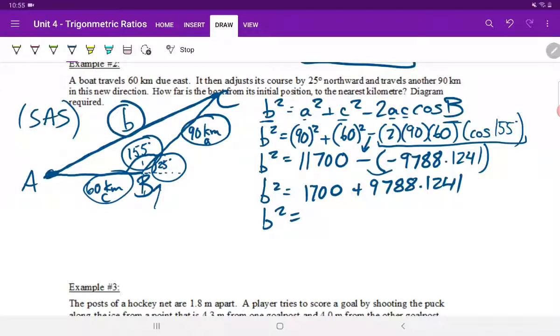What does that equal? 11,700 plus 9788.1241. My mistake, that's 11,700 plus 9788.1241. That's 21,488.1241, right? That makes more sense. Take the square root now of that number.